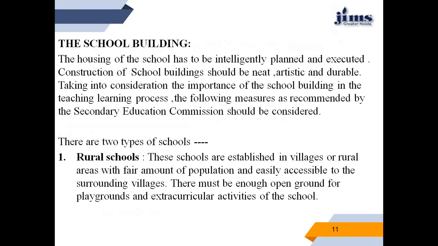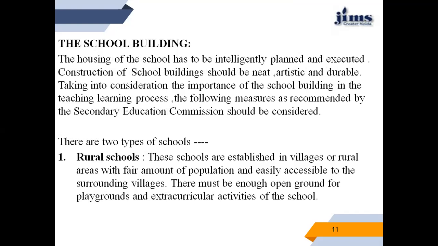The school building. The housing of the school has to be intelligently planned and executed. Construction of school building should be neat, artistic, and durable. Taking into consideration the importance of the school building in the teaching learning process, the following measures as recommended by the Secondary Education Commission should be considered. Basically, we have 2 types of schools. One is the rural schools and the other is the urban schools.